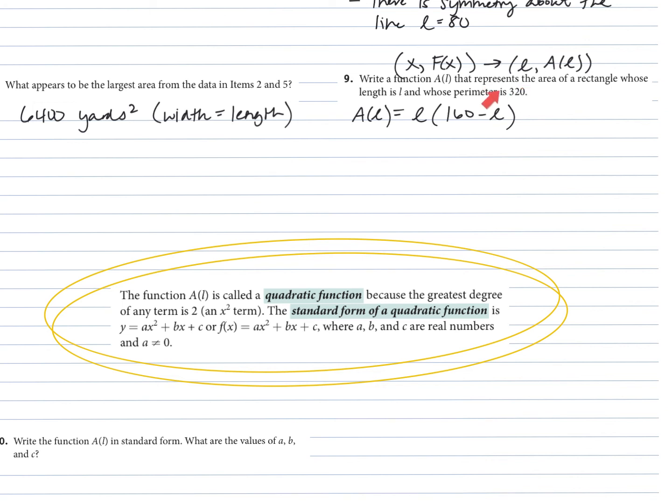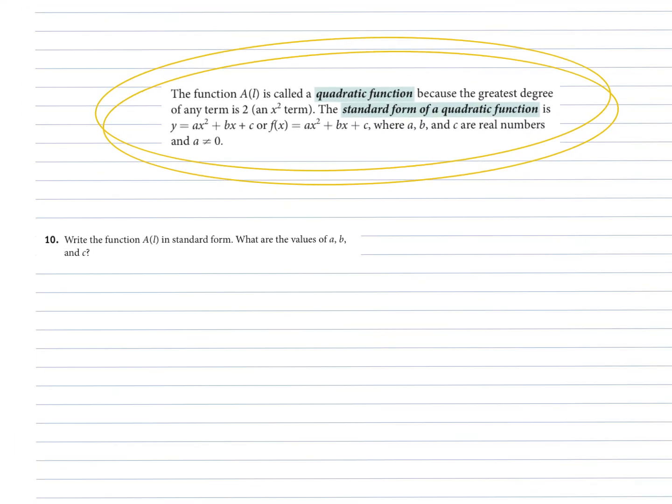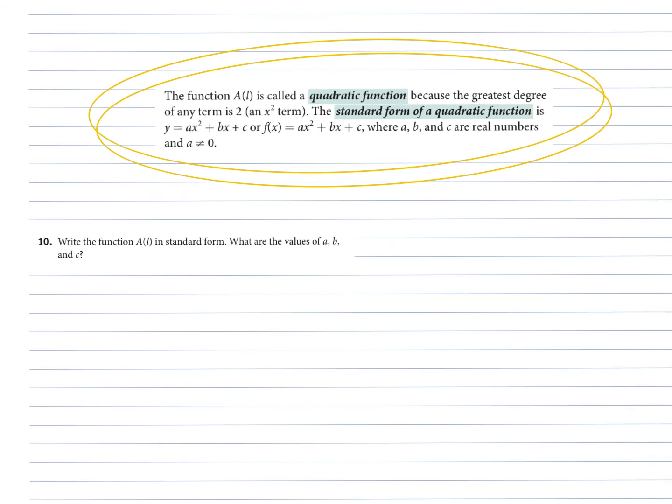And we know its perimeter is still going to be 320 because those were the only examples that we were looking at. So again, you're probably asking me, Miss Graham, what does this have to do with quadratics? How does this connect to what we just learned about? Well, here's where it's all going to start to come together. Right here it says the function A of L. It is a quadratic function.